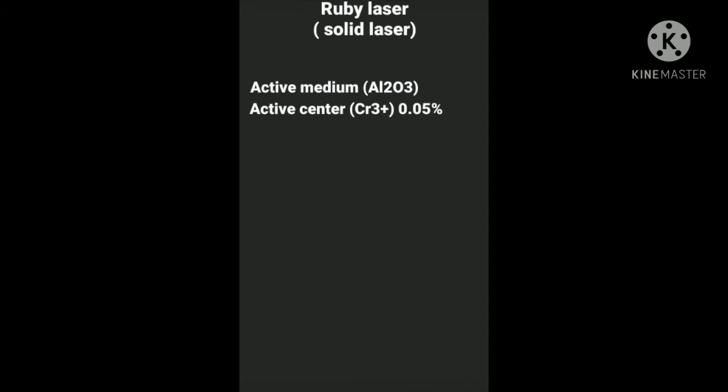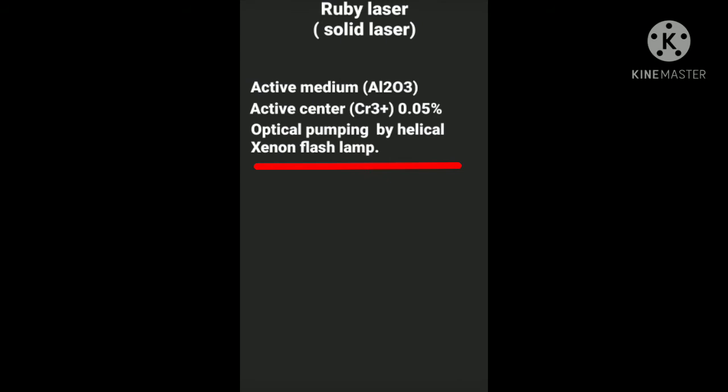We have already studied different pumping schemes like chemical pumping, optical pumping, electrical pumping, gas dynamic pumping. In ruby laser, the pumping scheme that is used is the optical pumping scheme, and the pumping is done by a helical xenon flash lamp. Again, this is an important fact that you must remember regarding ruby laser, which is a solid laser. In ruby laser, ruby is taken in the form of a cylindrical rod of 5 centimeter length and diameter 1 centimeter.